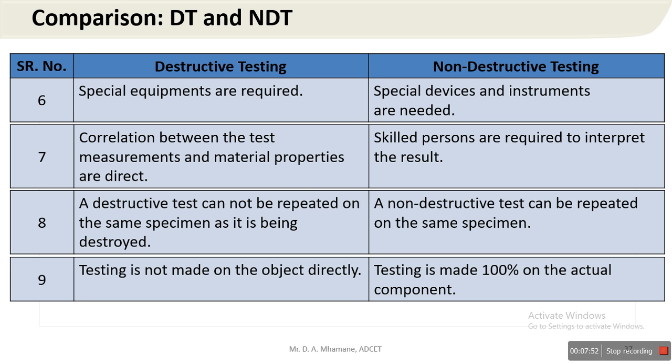Testing is not made on the object directly. In the tensile test, a separate standard specimen is required to obtain the properties. We can't operate tensile testing on a particular component. A tensile test needs a standard specimen for testing. But in case of non-destructive testing, it is applicable to the actual component. No need to create a separate specimen in NDT testing.